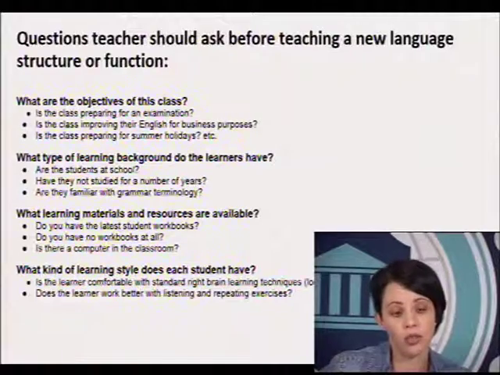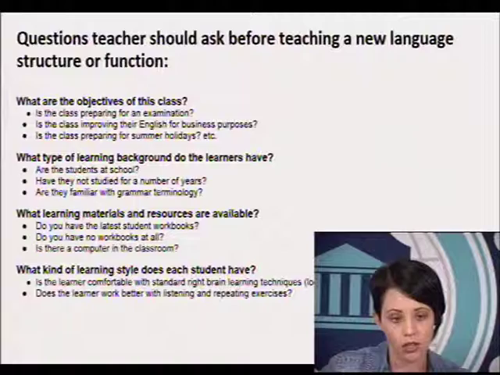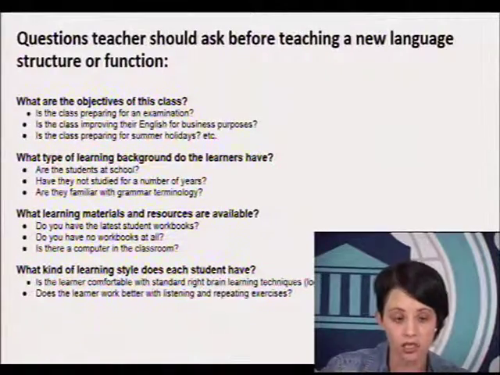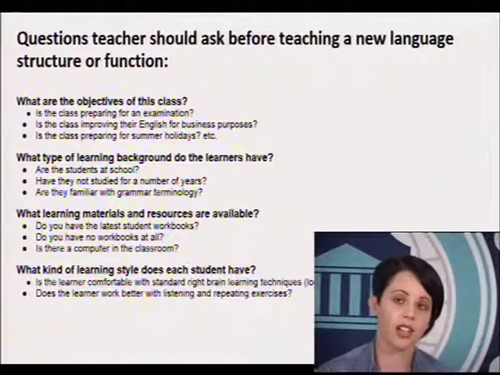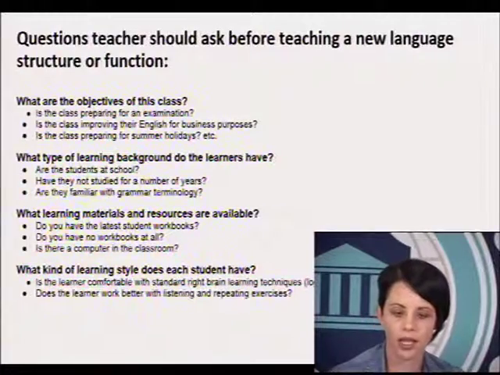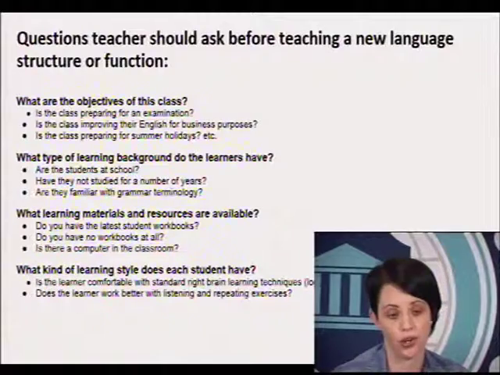The second question, what type of learning background do the learners have? Are the students at school? Have they not studied for a number of years? Are they familiar with grammar terminology? So in that sense, you have to find out their prior knowledge. What do they know already? And where do they come from? Because that would determine what they would know.